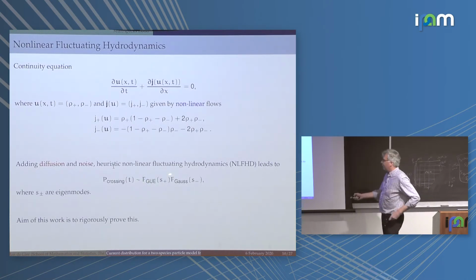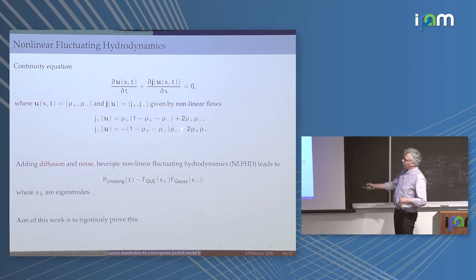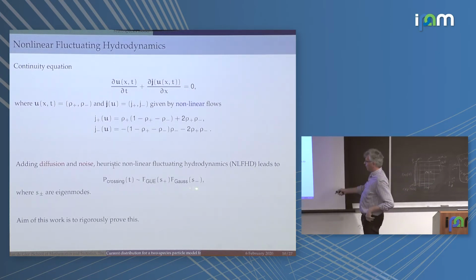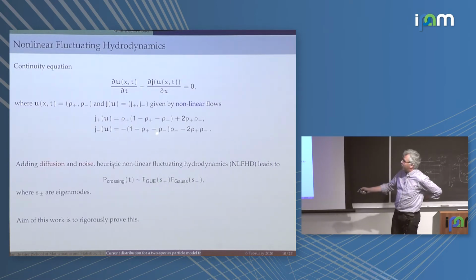But essentially, it's this. And S plus and S minus, this is a two-component PDE, and S plus and S minus are the eigenmodes of this PDE. So there's a calculation you can do, and that gives you explicit expressions for S plus and S minus in terms of the particle densities. So we'll get to that.